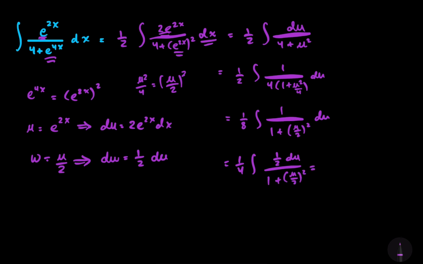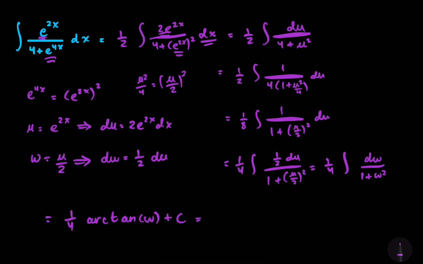And we can go ahead and now substitute. 1/2 du is just dw. U over 2 is just w. And so this is ultimately 1 over 4 times the integral of dw over 1 plus w squared. And now we can just go ahead and integrate. 1 over 1 plus w squared is just arctangent of w. This is ultimately 1 over 4 times arctangent of w plus c.